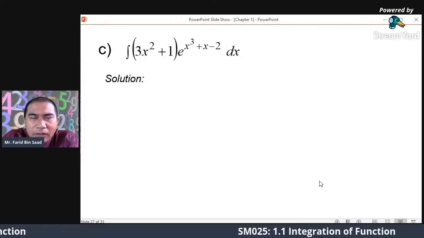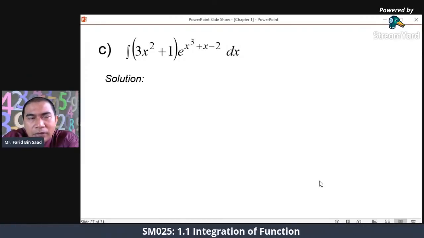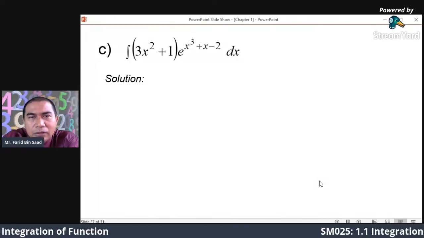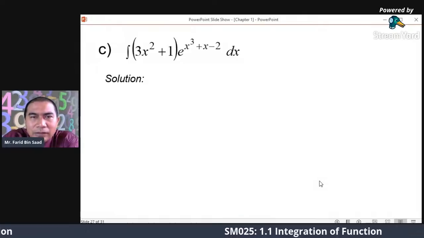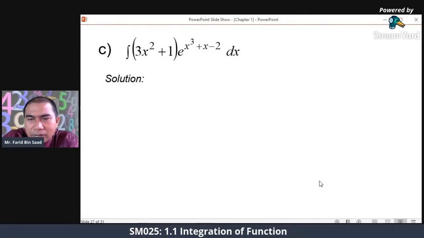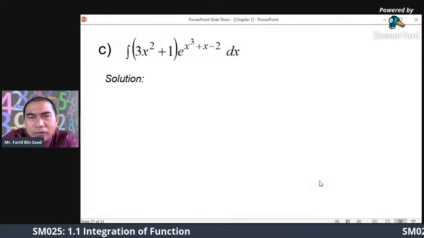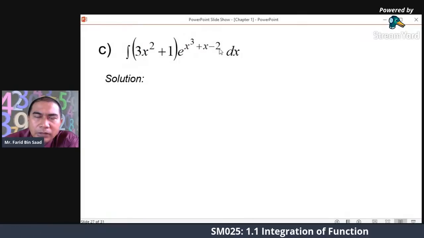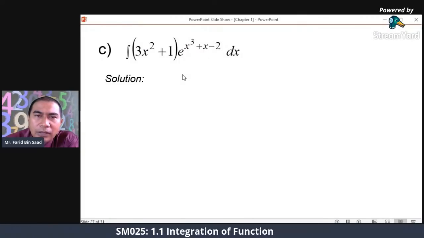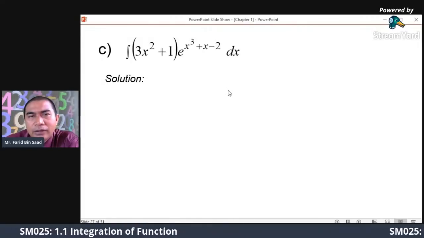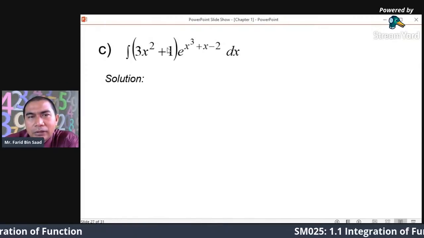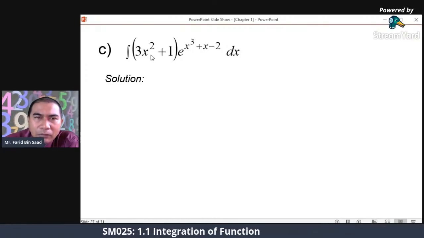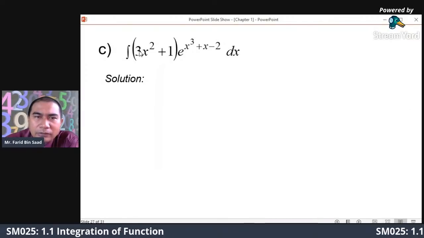This question seems difficult, but not if you understand what I said just now. If you look at the power of e, that is x cubed plus x minus 2. You can write down f(x). Let f(x) equal x cubed plus x minus 2, and then you differentiate it. You get 3x squared plus 1. So the expression given at the front, 3x squared plus 1, here is f prime x.